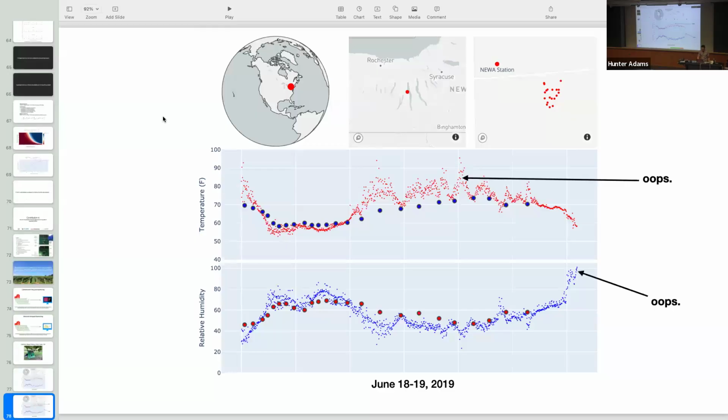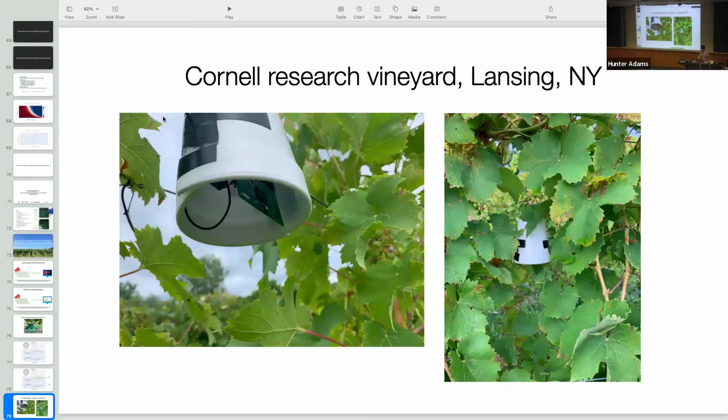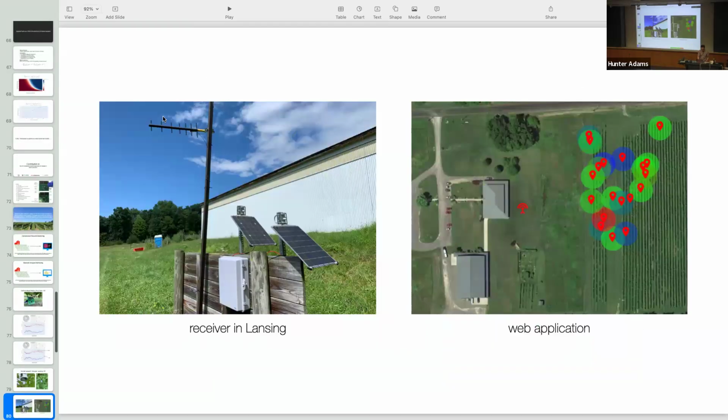So then in a subsequent deployment, I put these things under little white styrofoam cups. The thought being, well, this will keep them shaded so the sun won't warm the temperature sensor. And it also protects them from direct incident flowing water, which is what really kills these things.